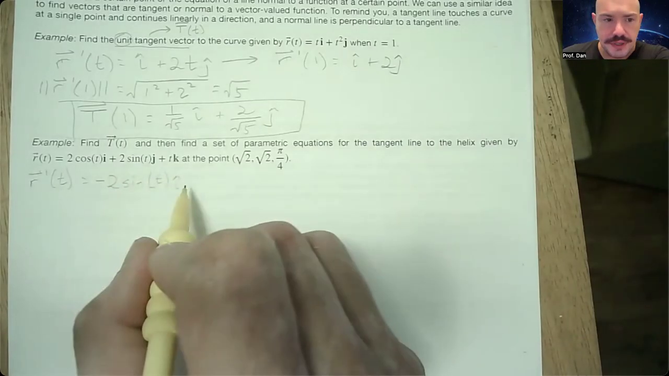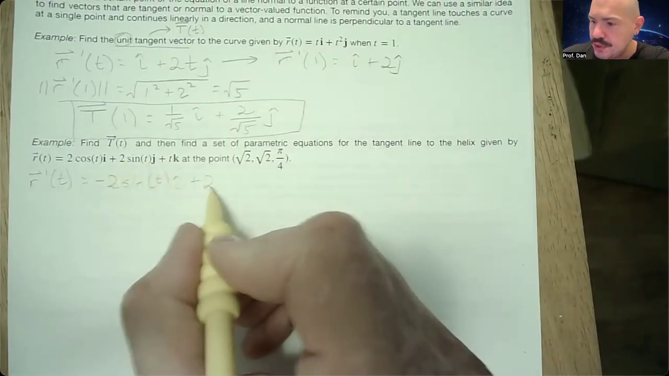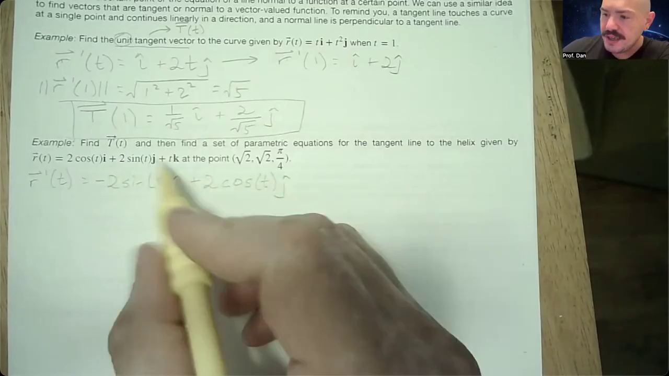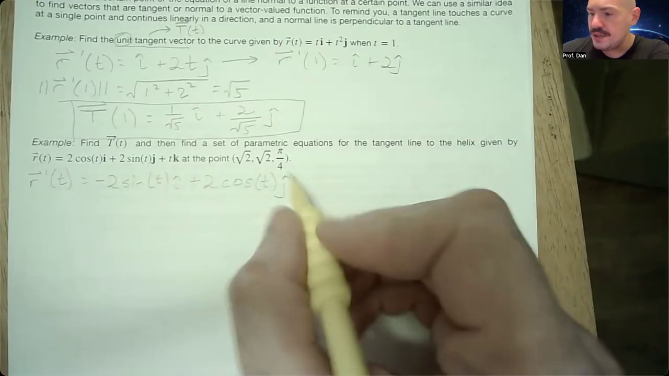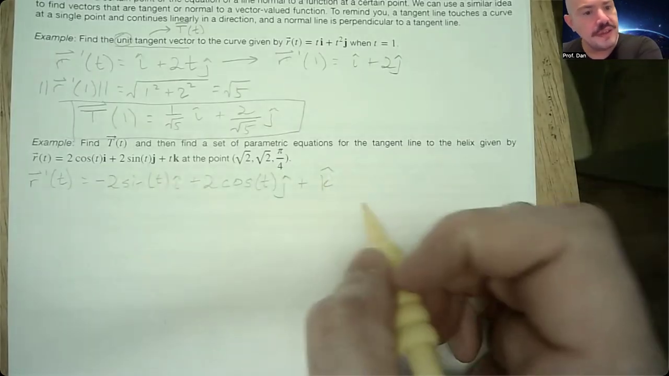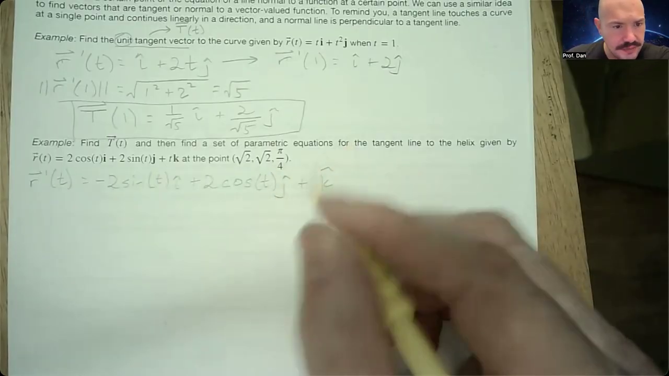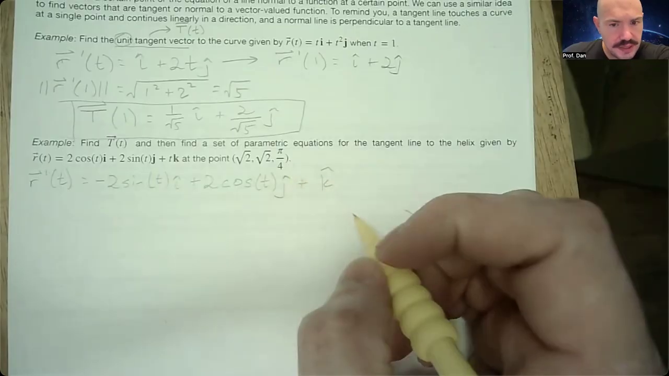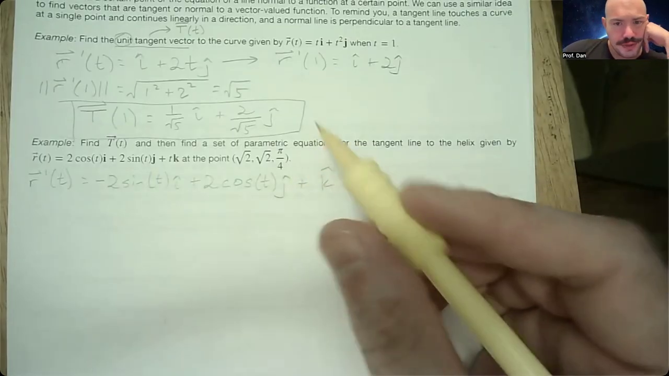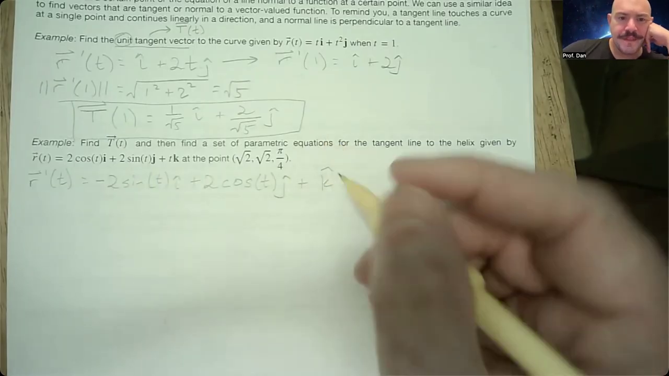That's my i component. I know that the derivative of 2 sine of t is 2 cosine of t, so that's my j component. And the derivative of t is 1, so that's my k component. Now that I've got that, I could go ahead and get the magnitude if I want to, but I'm going to make life a little bit easier.